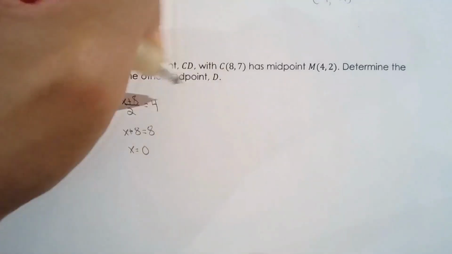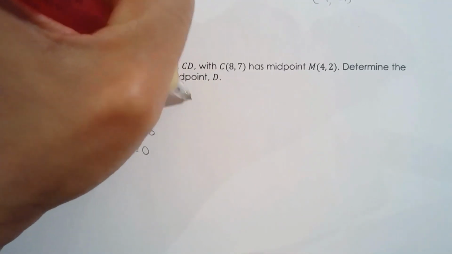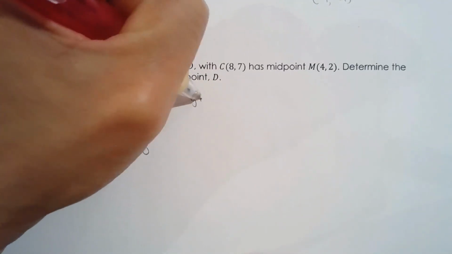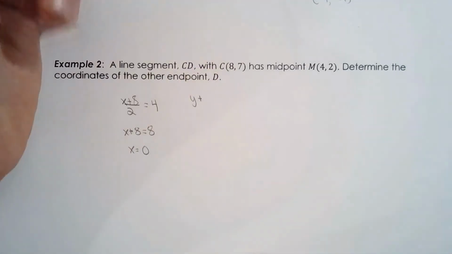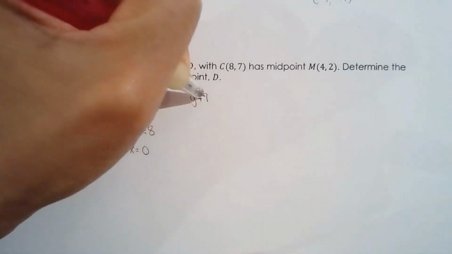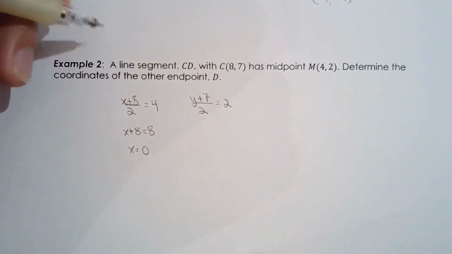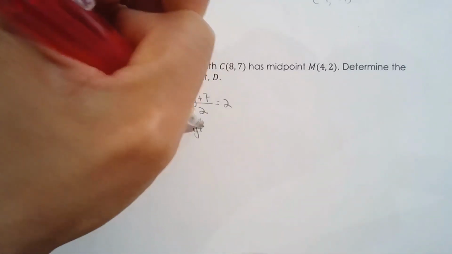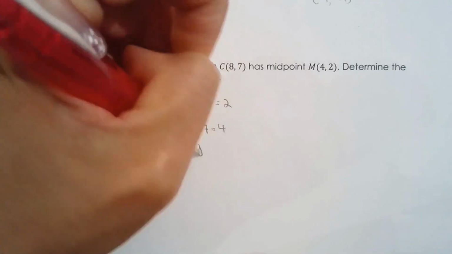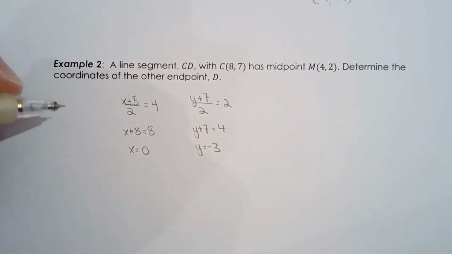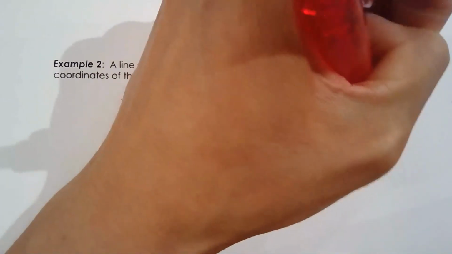Okay, let's do this same logic for y. So the y-coordinate of the endpoint plus the 7, if I average that, I get 2. So okay, multiply both sides by 2 and subtract 7, getting negative 3. Bam. So guess what? Therefore, D has coordinates (0, negative 3).